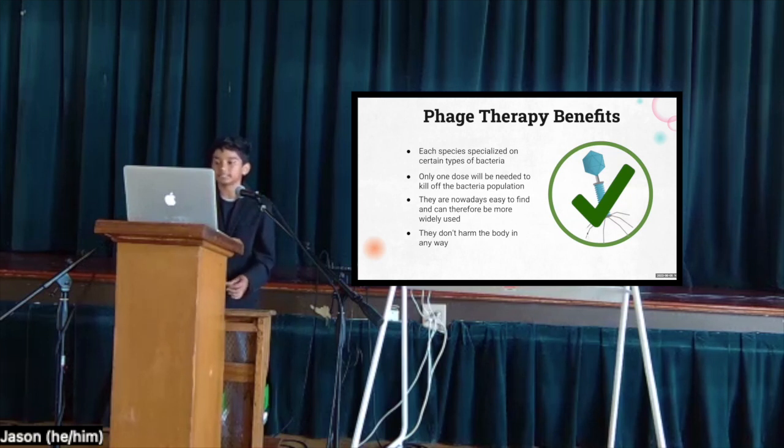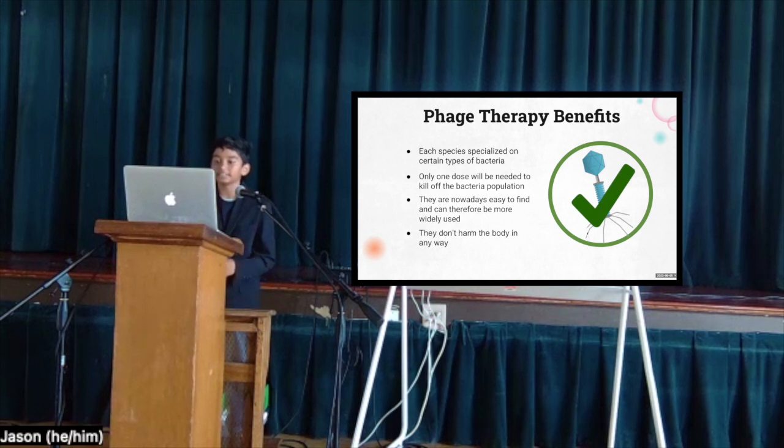Say somebody has a bacterial infection. Their first move would be to take an antibiotic, but as we discussed before, bacteria are becoming more and more resistant to antibiotics. Also, the antibiotics will not only kill the bad bacteria, but also the good bacteria in their body. If the bacteria have had too much exposure to the antibiotic, it won't work. Let's say they instead try phage therapy. There'll be many benefits and also drawbacks.